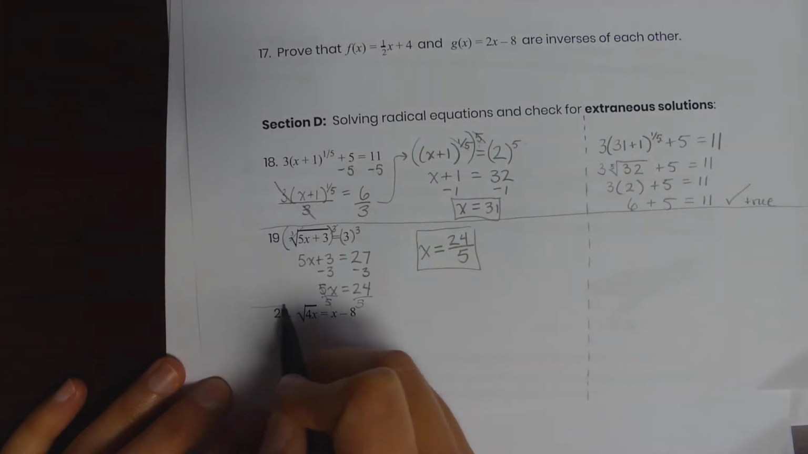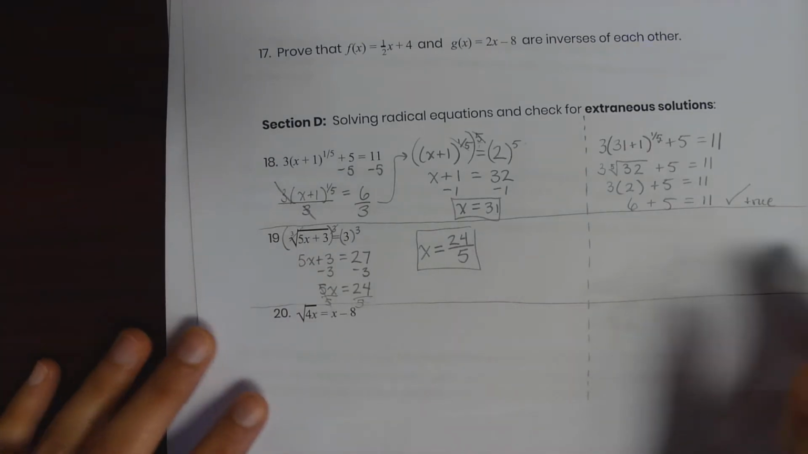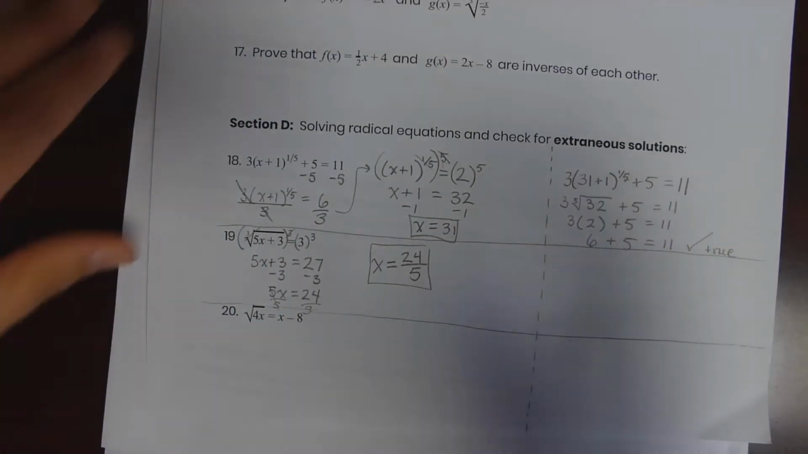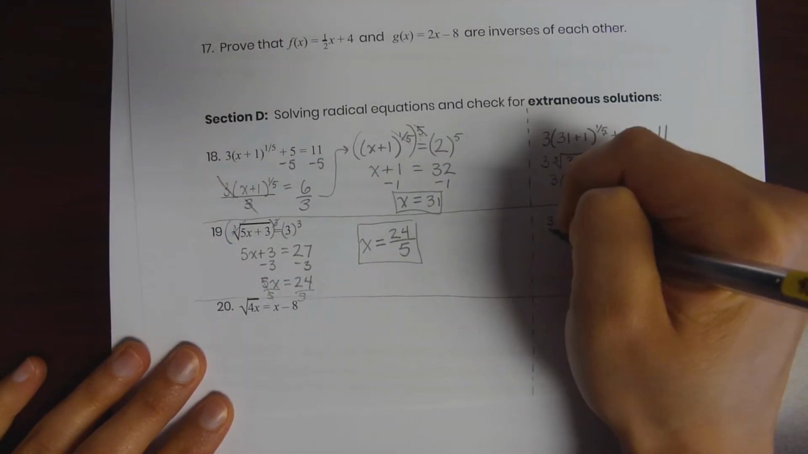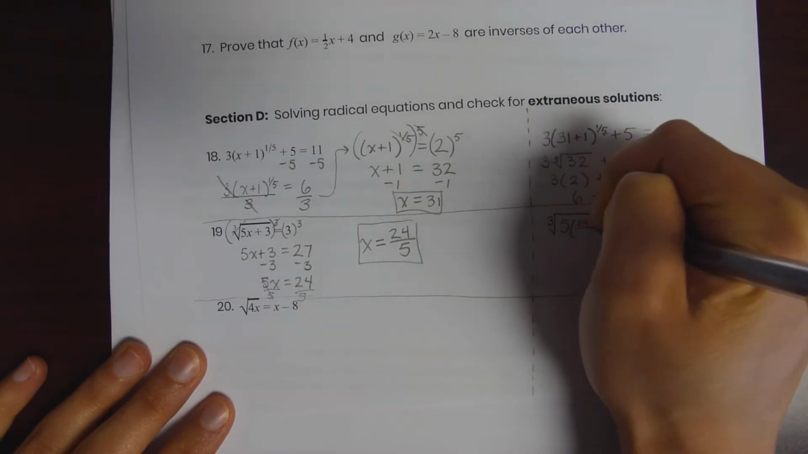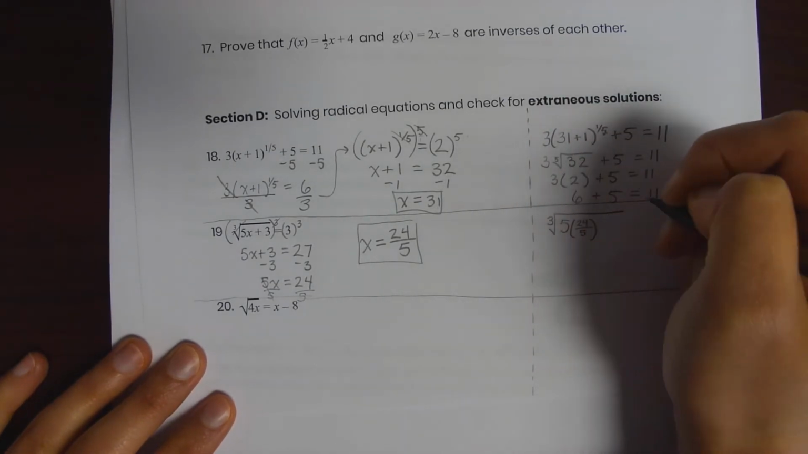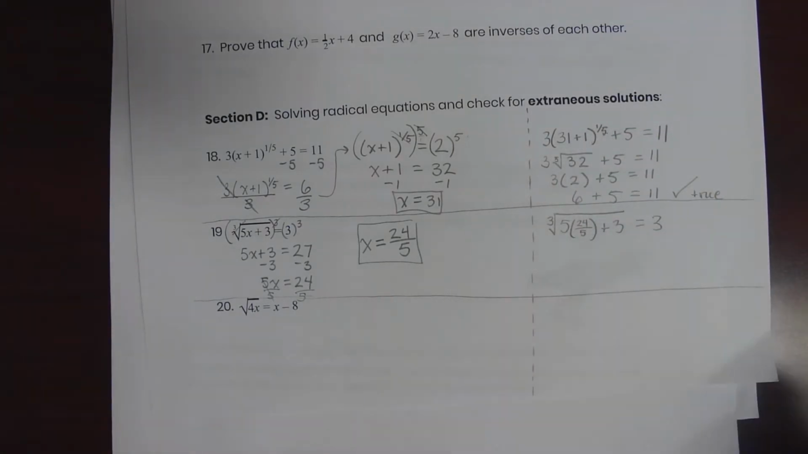Now we're going to check over to the right. Is it extraneous or not? I don't know. Let's plug it in. This will be the 3rd root of 5 times 24 over 5 plus 3 equals 3. So is this going to add up to be 3?